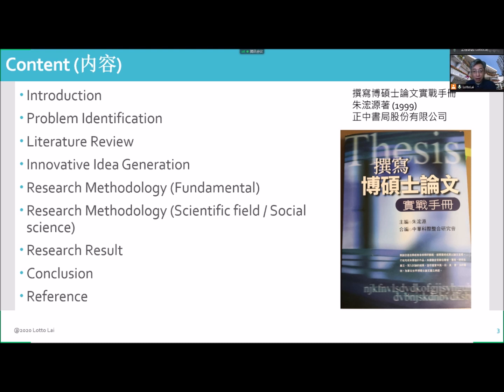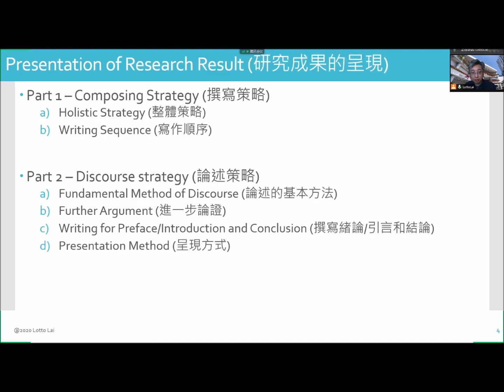In this book, I'm separating it into 8 classes. Now we are talking about the 7th class, research result. It is separated into 2 parts. First is the compositing strategy, holistic strategy and writing schedule. Second is the discourse strategy: the fundamental method of discourse, further argument, writing the preface, introduction, conclusion, and also the presentation method.